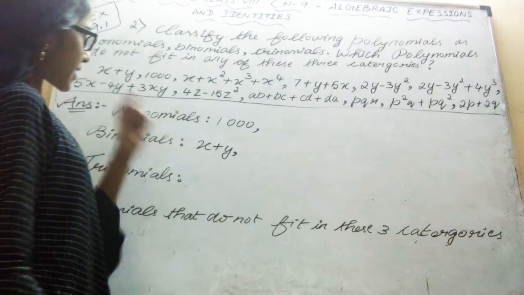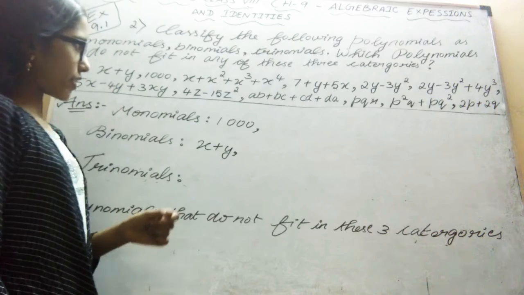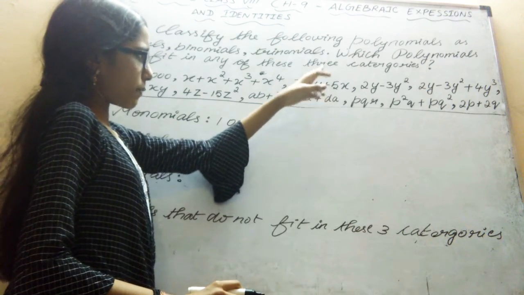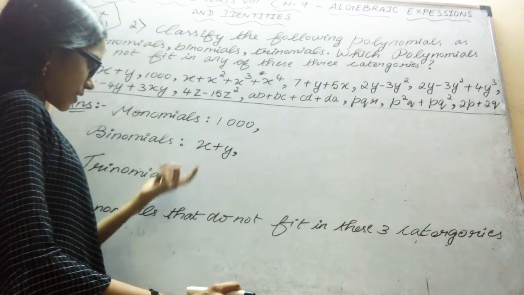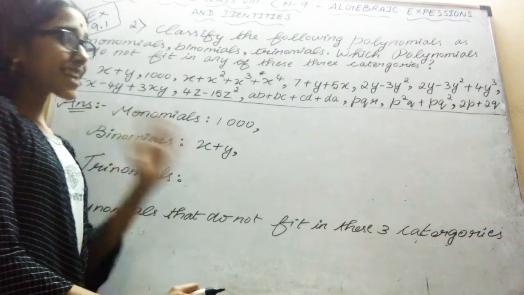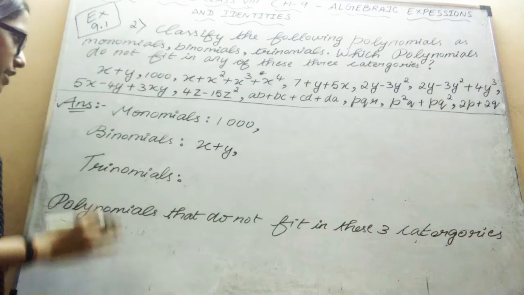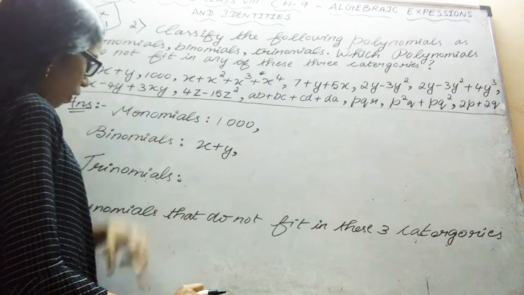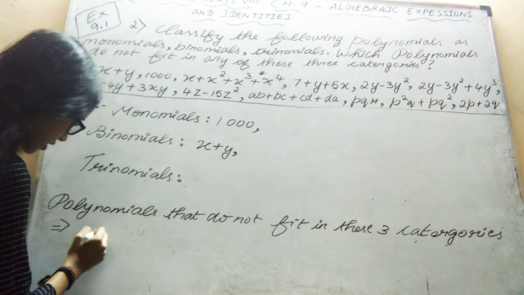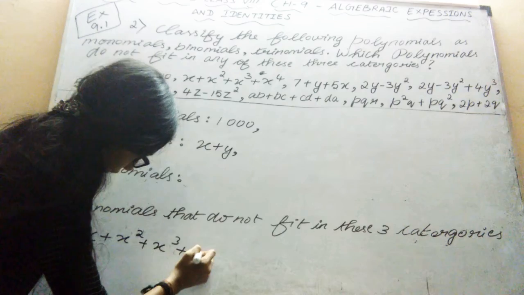Then, x plus x square plus x power 3 plus x power 4. This one we can't simplify, so we'll just leave it. Next, 7 plus y plus y square. This one does not fall under these three categories, because here we are only asked to classify them as monomial, binomial and trinomial. Since this expression does not fall in these categories, it is actually a polynomial, and polynomials that do not fit these three categories include this one: x plus x square plus x power 3 plus x power 4.